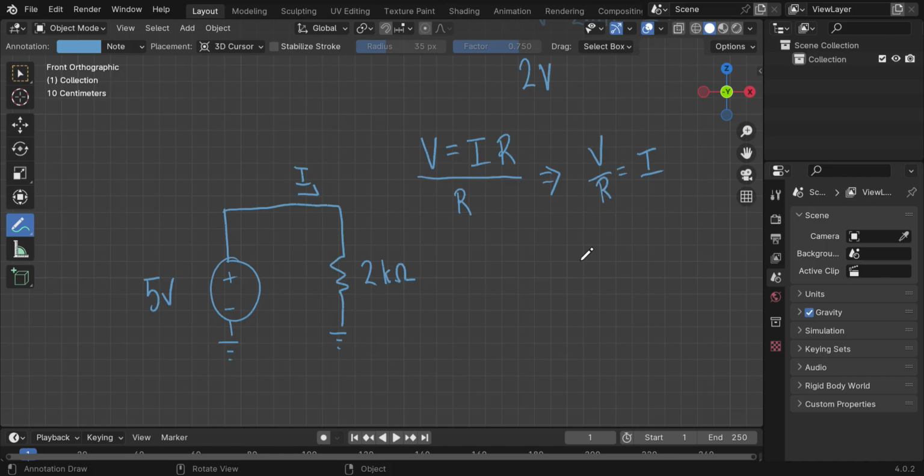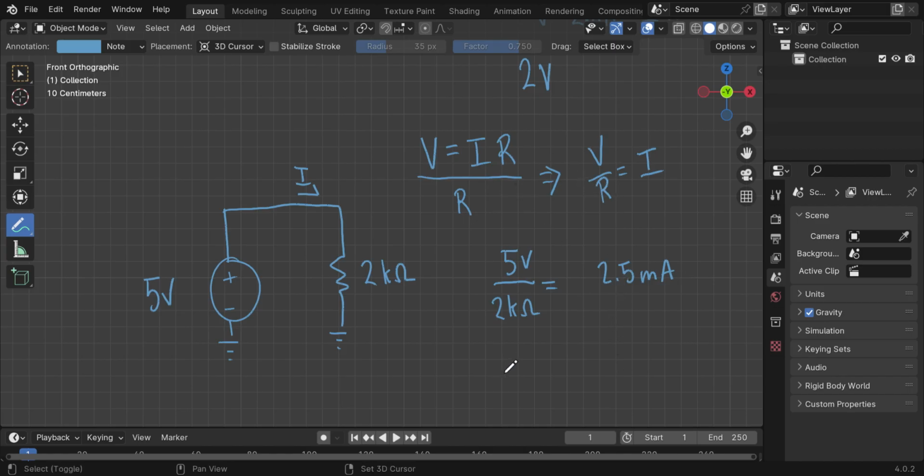We could input those in as 5 volts over the resistance of 2 kilo ohms being equal to, let's see, 5 divided by 2 is 2.5, and we're dividing by a factor of 1,000, so we end up with milliamps.